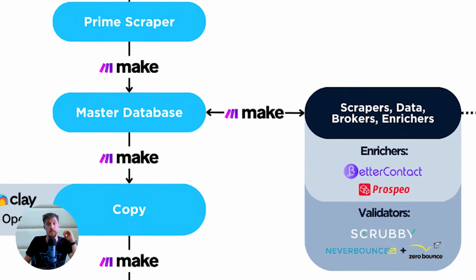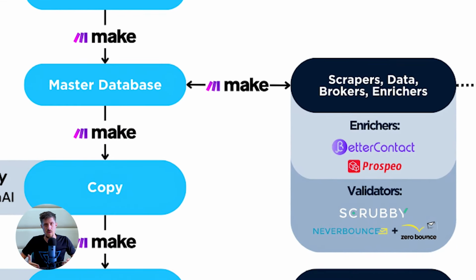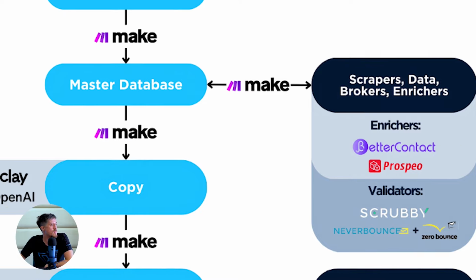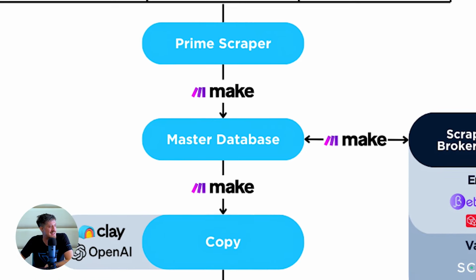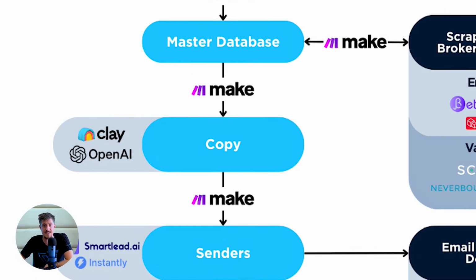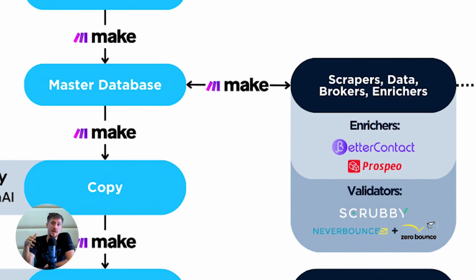The next part is your master database, which you then are going to enrich with enrichers and validators to essentially get their email addresses. One thing to note, you'll see here on this diagram that we have make.com as a tool that's used in between these different stages. The reason why is that we want to be automating as many steps of this as possible.